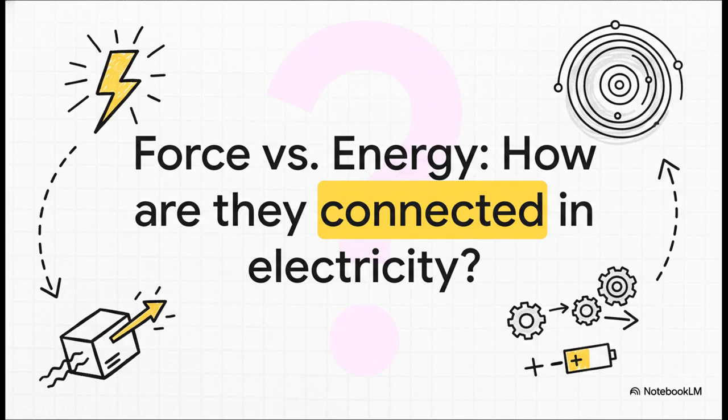How do we connect the steepness of our electrical hill, which is all about force, to the height of that same hill, which is all about energy? In other words, how does the electric field, which pushes charges around, relate to the electric potential, which tells us how much energy those charges have?